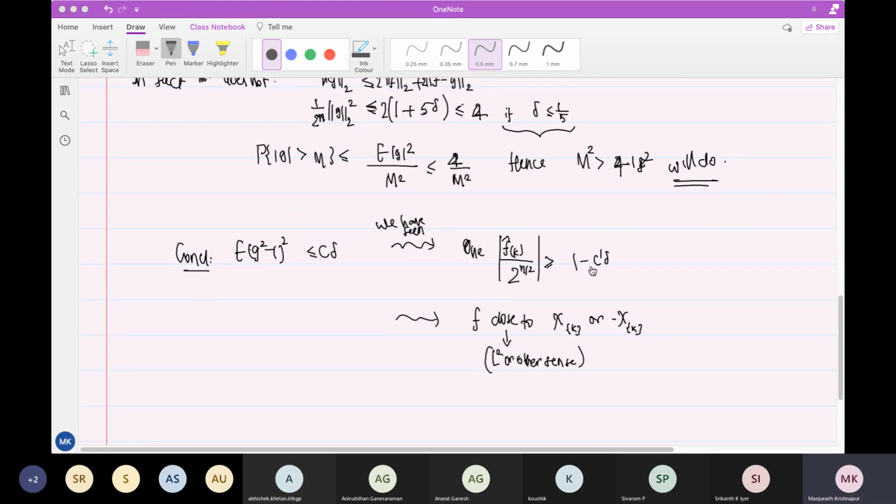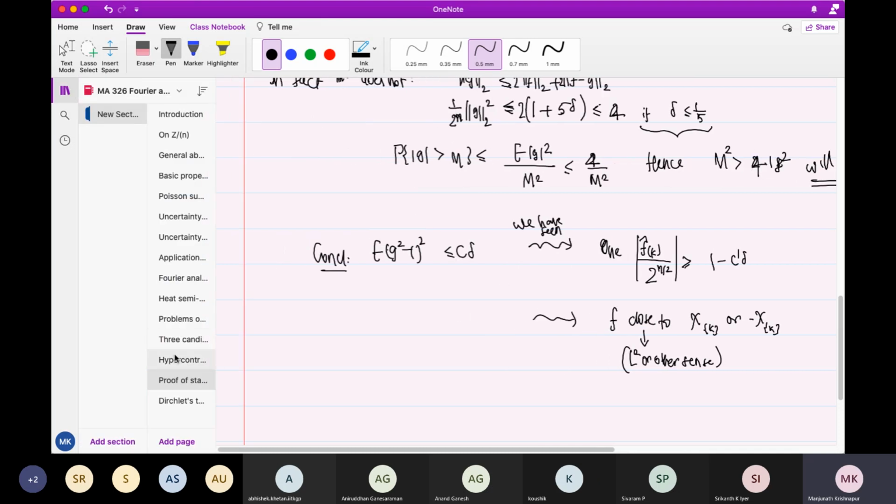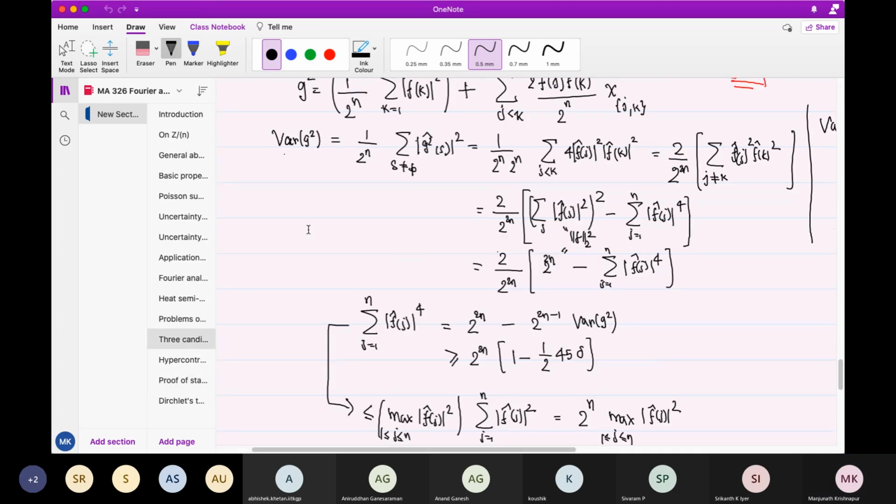Any questions, comments, anything? So this is the robust version of Arrow's theorem. Stability version or robust version, whatever you want to call it.